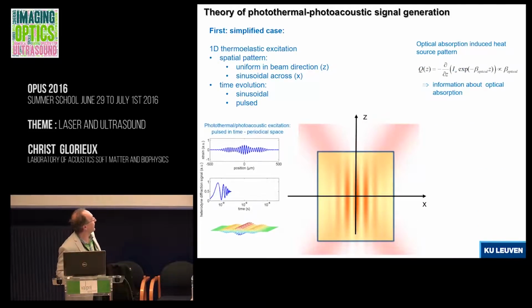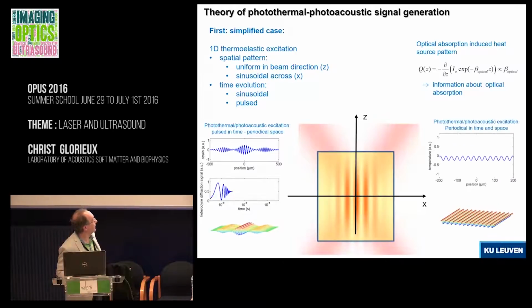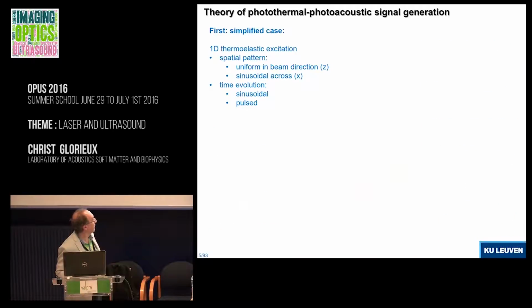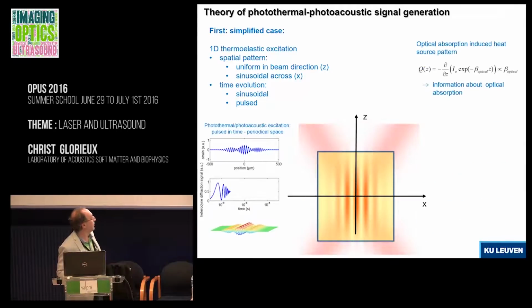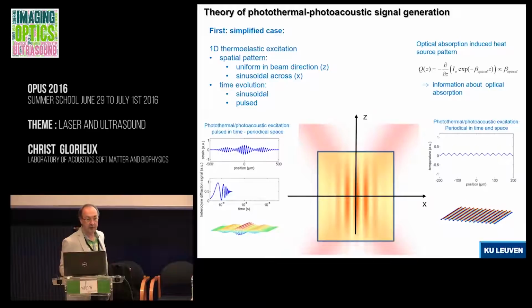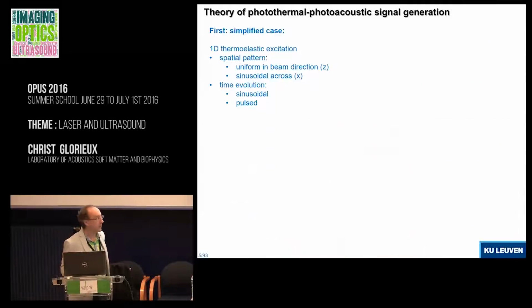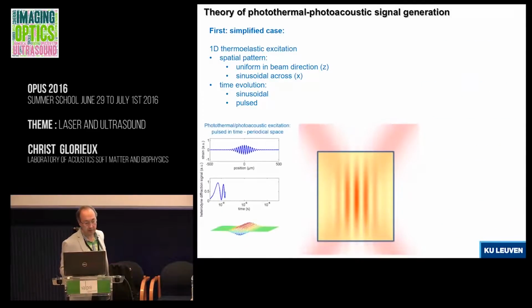So we use Beer's law to simulate how the light is actually decaying with space, but in the following approximations, usually I will assume that the heating is uniform, that the optical absorption is weak.